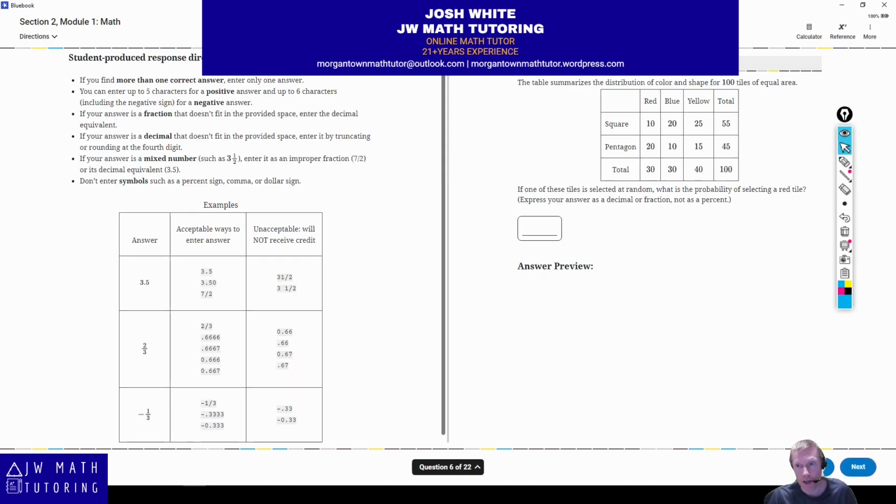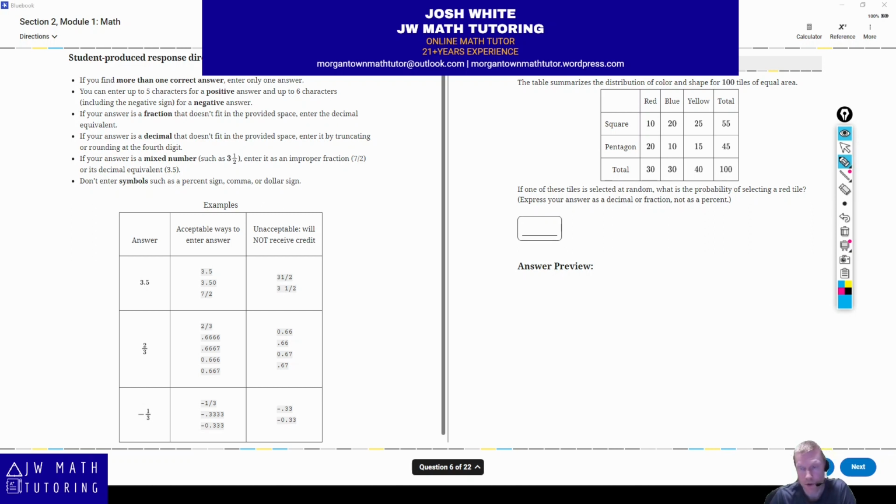All right, now we have a student-produced response question. This is number 6. Notice that for this one, they give you the whole thing that showed up when I began the section about the proper way to fill them in, and number of decimal spaces and all that good stuff. Okay, so here we have a table, and it's got a bunch of rows and a bunch of columns. It wants to know what's the probability of selecting a red tile.